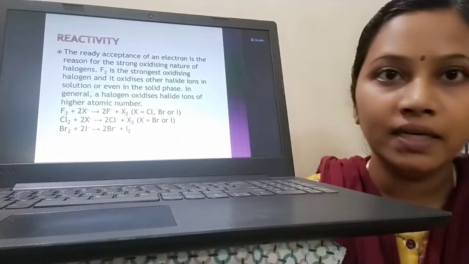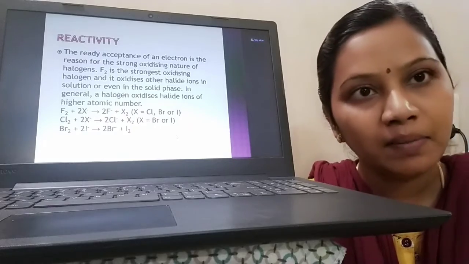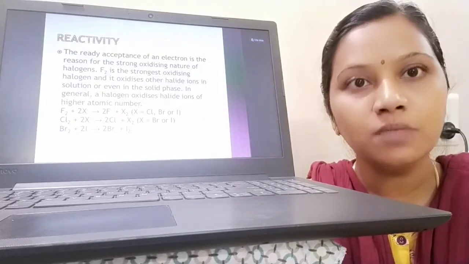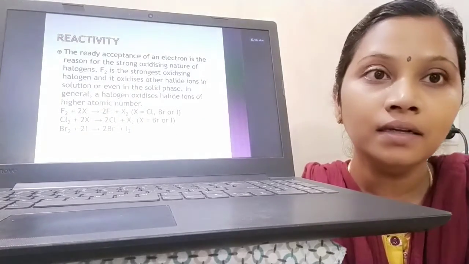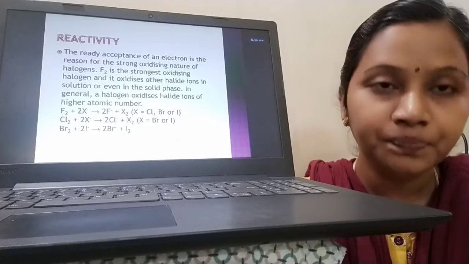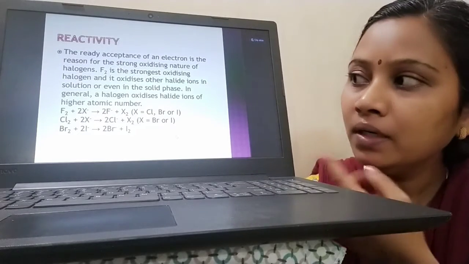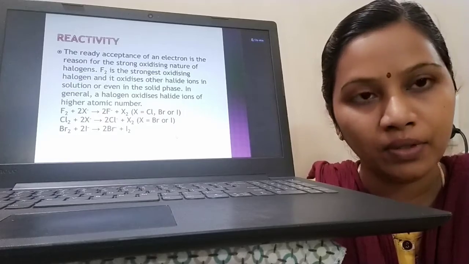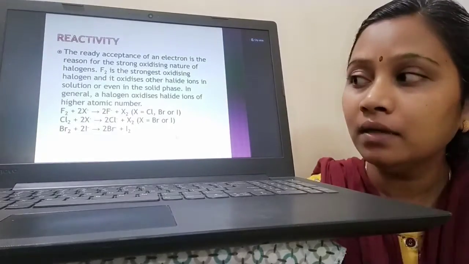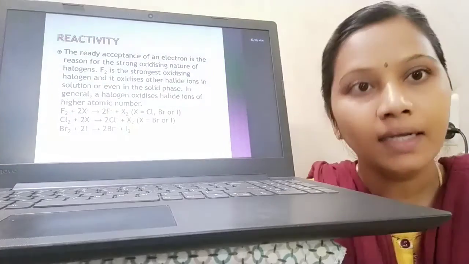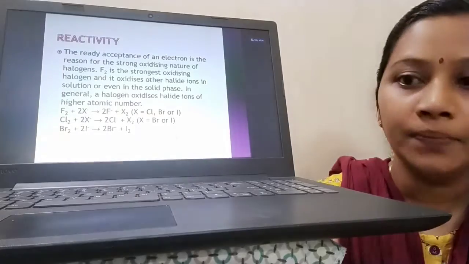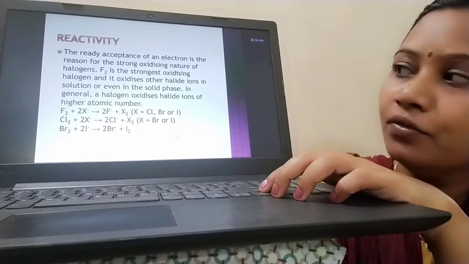So this is how the reactivity follows. They have the ability to oxidize other halogens, provided they have a higher atomic number. For example, fluorine can oxidize chlorine, bromine, iodine, while chlorine can oxidize bromide and iodide, and bromine can oxidize iodide. So this is how the reactivity follows.